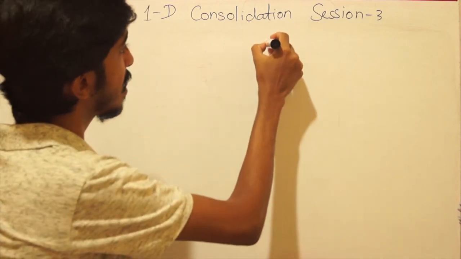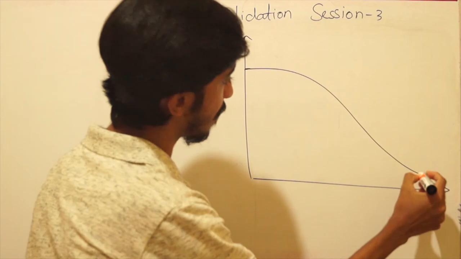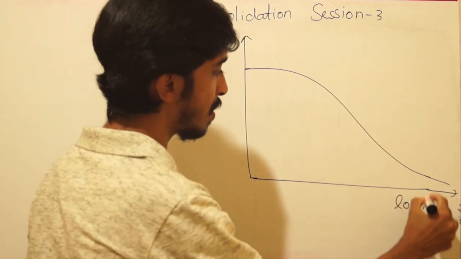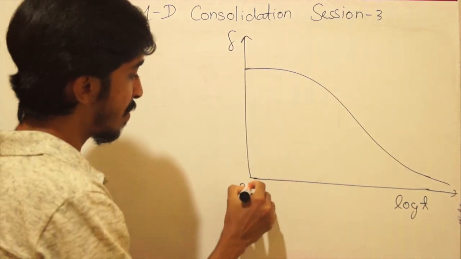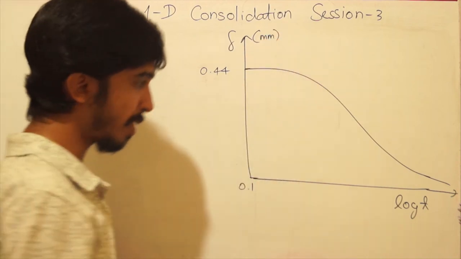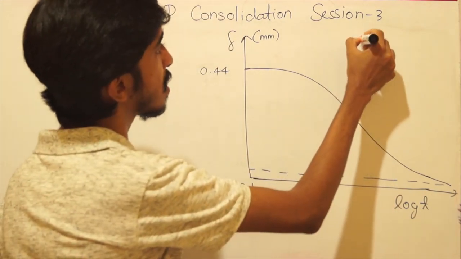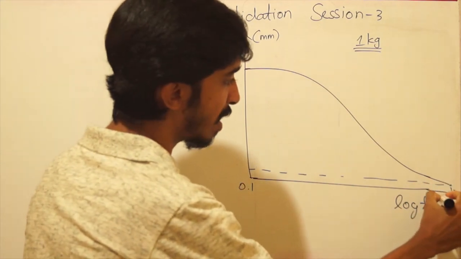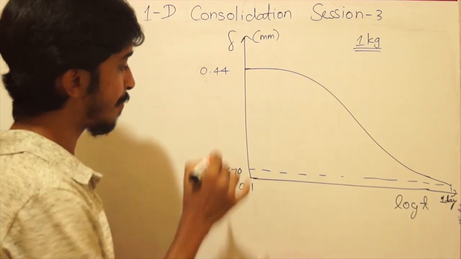So in the Casagrande graph, we know that the graph is typically like this, and the creep continues. So this is log t versus delta. In the graph which I performed, the settlement at 0.1 gives a value of 0.44 mm. And my final consolidation value, that is after 1 day, for 1 kilogram loading, kept for 24 hours, the settlement was 0.670.